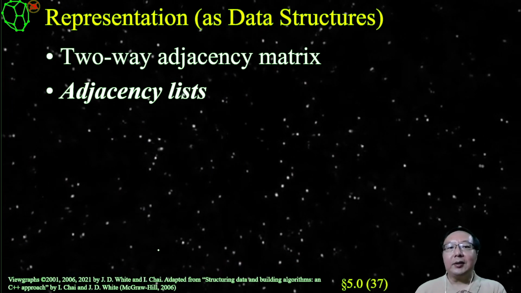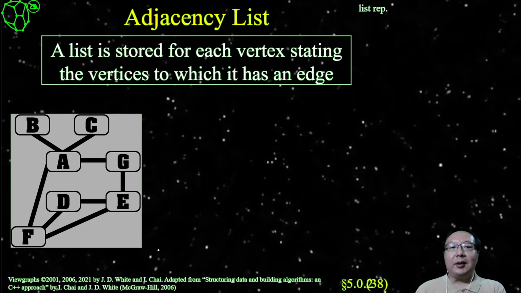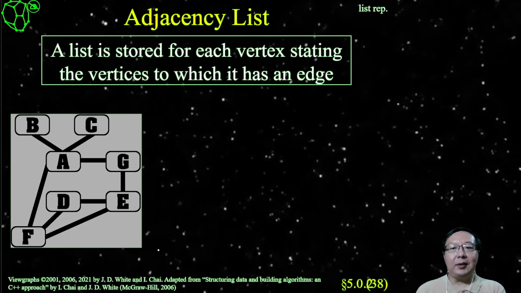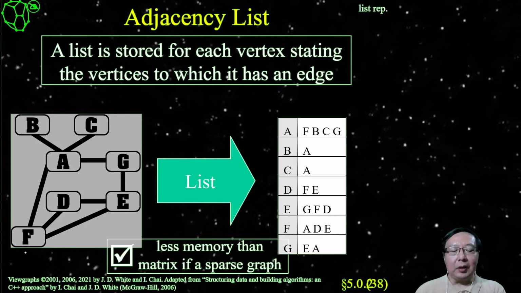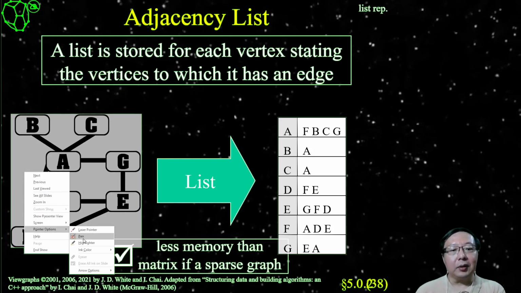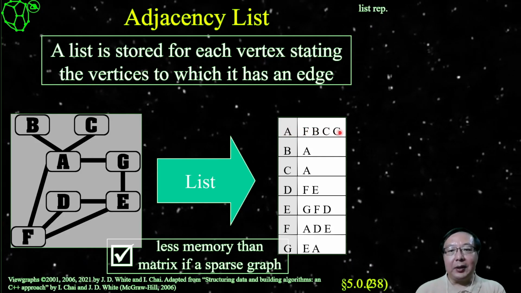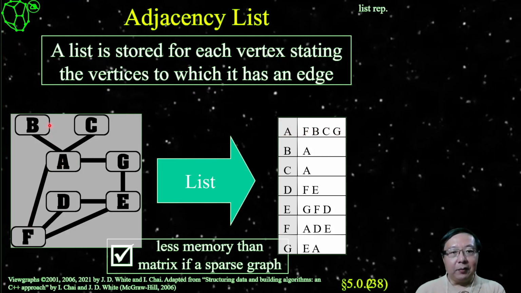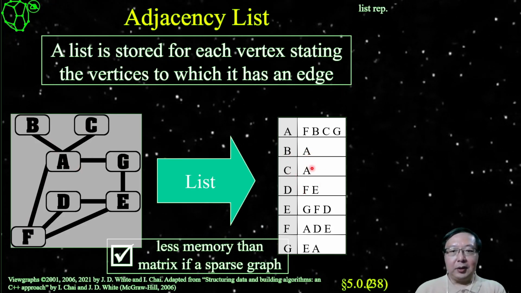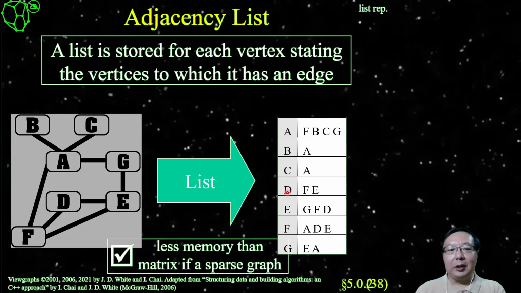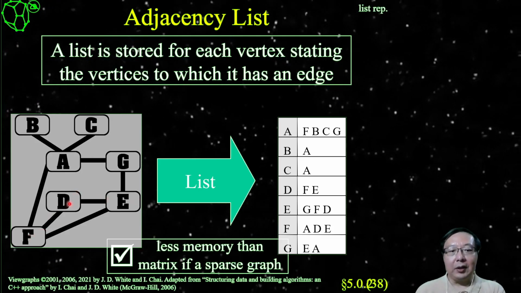Then representation as an adjacency list. An adjacency list is a list stored for each vertex stating the vertices to which it has an edge. So the list for this is like this. You see A has connections to F, B, C, and G. B only connects to A, so there's only one thing there. C connects only to A, so again there's only one thing there. D goes to F and E.